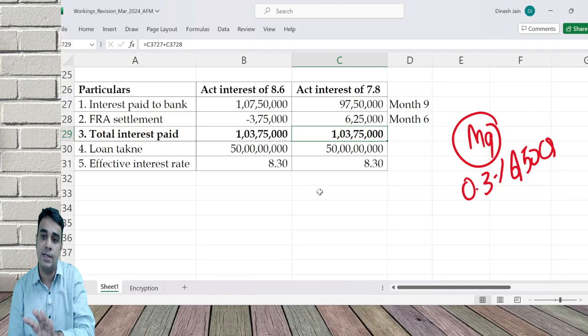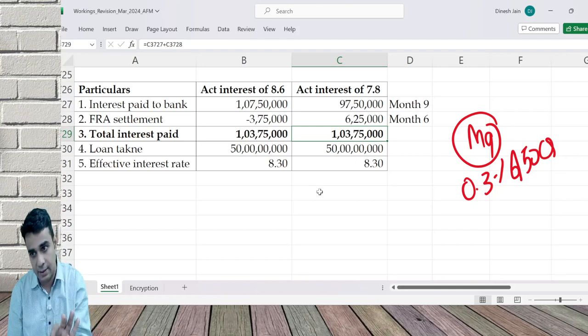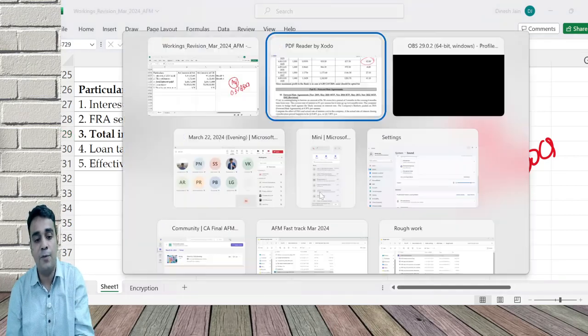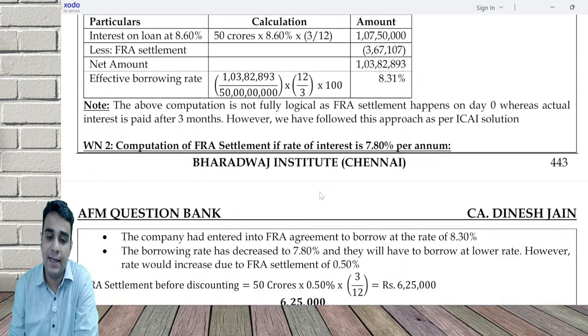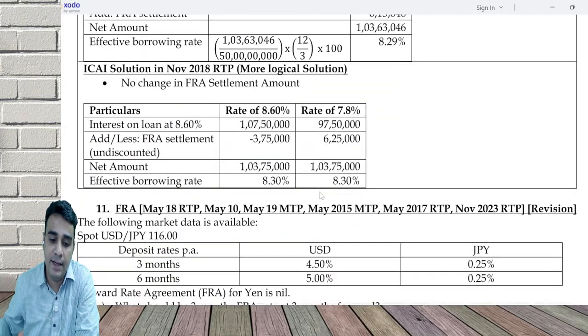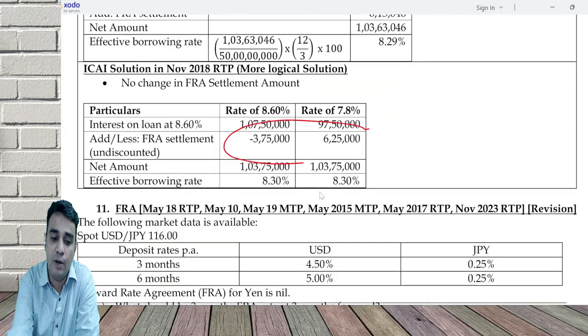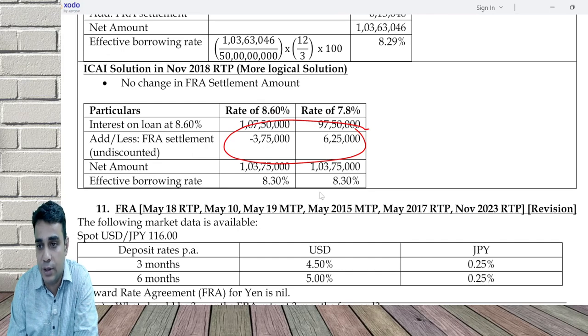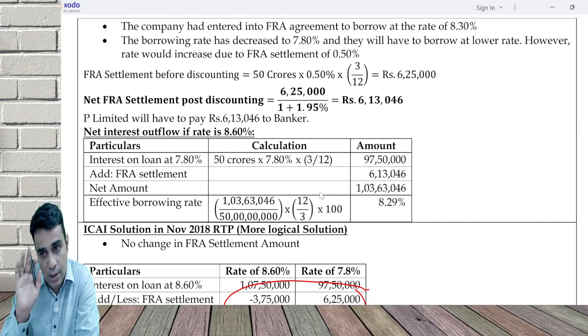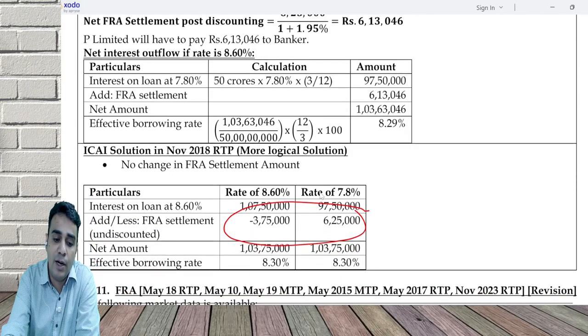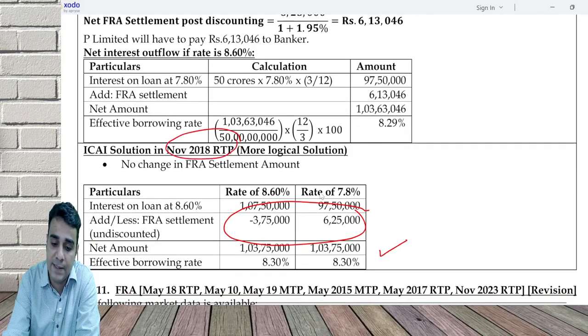What ICAI has done is they do discounting, which is correct. But for calculating effective interest, in one exam they did like 8.31. In another exam they did it 8.3. In settlement alone they did it undiscounted. In one exam they gave this answer, in another exam they gave that. Discounting is right, okay? Discounting has to be done. But for effective rate of interest, in the November 2018 RTP, they presented this.